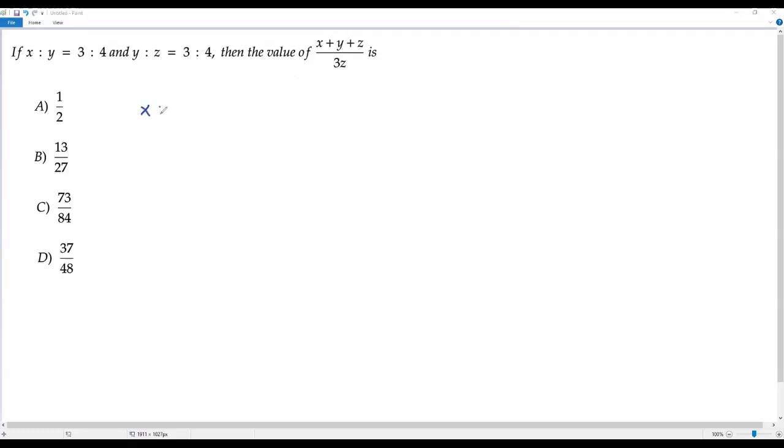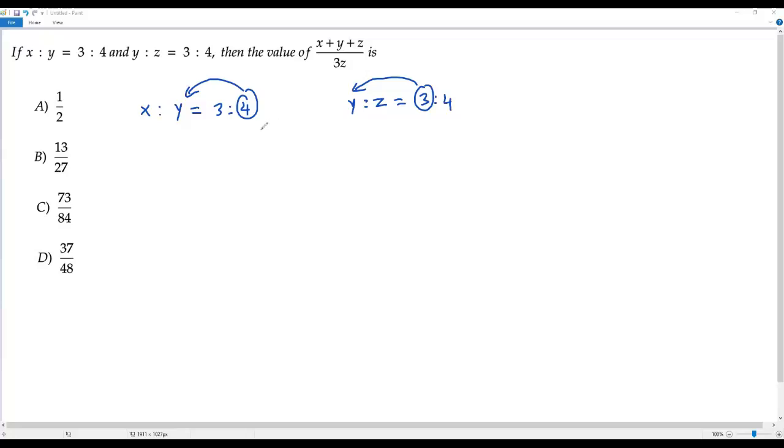Okay, let me take the given two ratios, that is x to y equals 3 to 4, and the second ratio is y to z equals 3 to 4. When I look at the two ratios, I find y in common in both. The value corresponding to y in the first ratio is 4, and in the second ratio is 3. But we have to get the same value corresponding to y in both the ratios, and here we have different values.